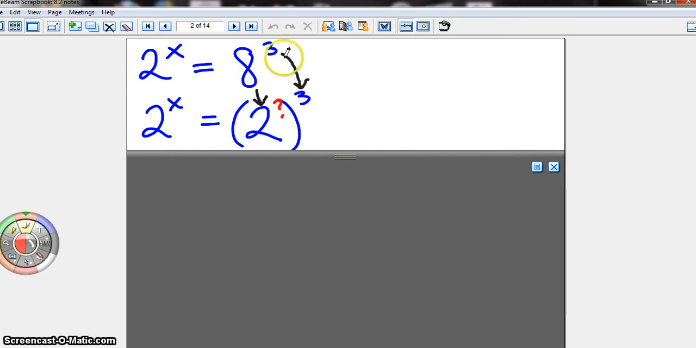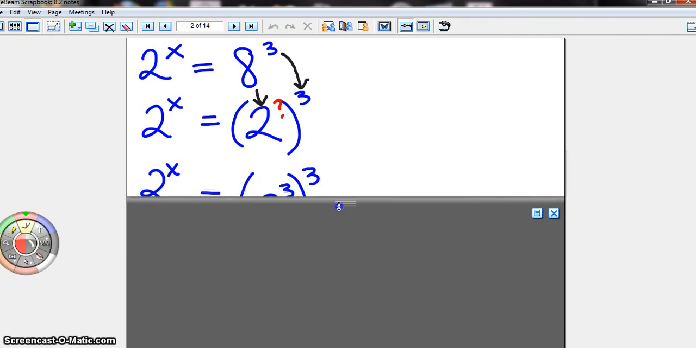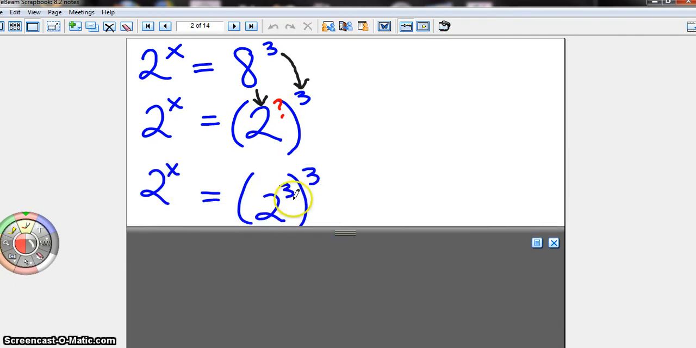I need to keep this 3 because this is 8 to the power of 3. What I need to do is, how do I write 8 as a power of 2? What would be the exponent that is the equivalent of 8? Well, 2 times 2 times 2, 2 to the third is 8. So 2 to the x power, I've done nothing to this side. I'll just continue to bring down.